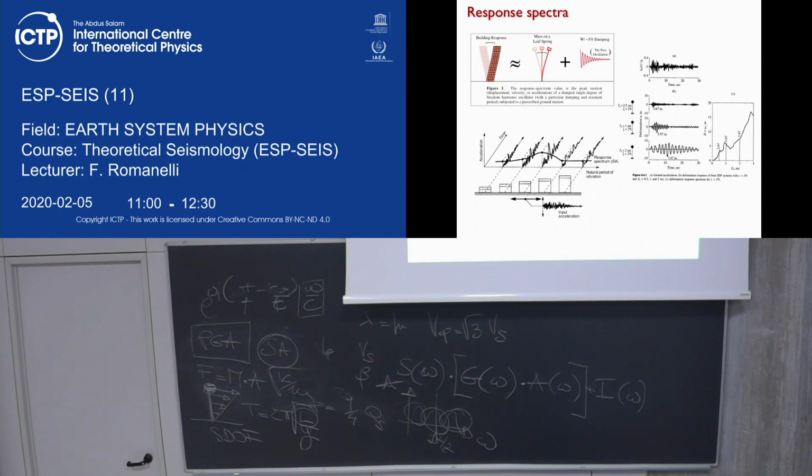Question. Looking at this one, that is reporting acceleration, where can you read PGA? I'm giving to you 1 second, not as a forcing, but as a time interval.